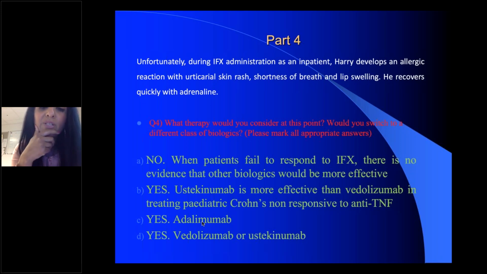No. When patients fail to respond to infliximab, there's no evidence that other biologics would be more effective. So that's the wrong question, and nobody's gone for it, so great. A switch to a different anti-TNF is a valuable option because he's had an anaphylactic reaction. You would never want to continue it. You've lost response to infliximab. So what you could consider is adalimumab.